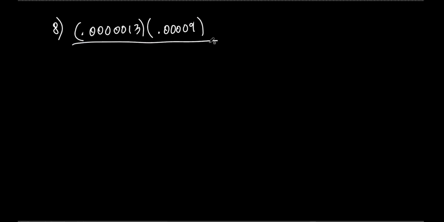So it's point. How many zeros do we have there? 1, 2, 3, 4, 5 zeros and a 1, 3. All right, and then we got what? 1, 2, 3, 4 zeros. So point 1, 2, 3, 4 zeros and a 9. And then 3 zeros, 3 nines. So point 1, 2, 3, 3, 9. All right, there we go.